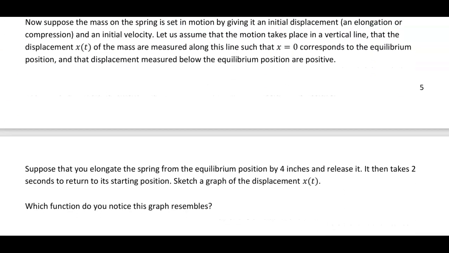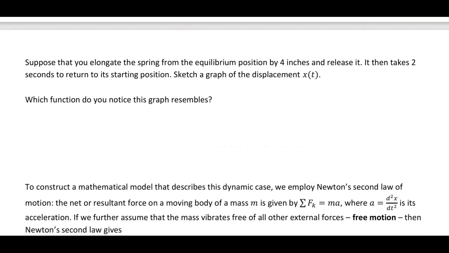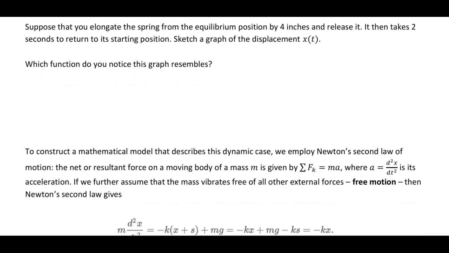Okay, and what might happen here. When you're in equilibrium, we're going to say that's X equals 0. Displacement measured below equilibrium is going to be a positive displacement. So let's say that you elongate the spring 4 inches from equilibrium. 4 inches, 4 over 12, that's 1/3 of a foot. And then you just release it.